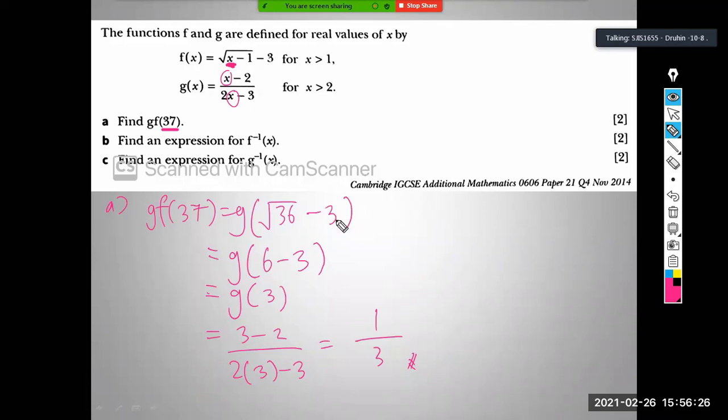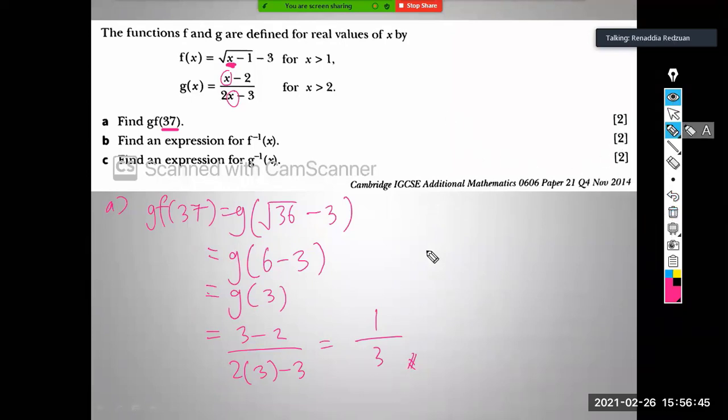Teacher, for B, is it X plus 2 squared plus 1? No, it's not 2. Oh sorry, teacher, is it X plus 3 squared plus 1? Yes, X plus 3 squared plus 1.